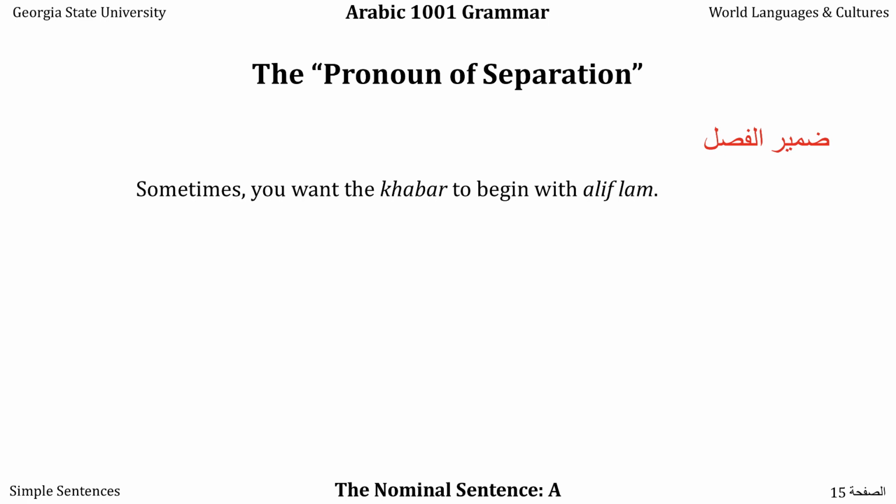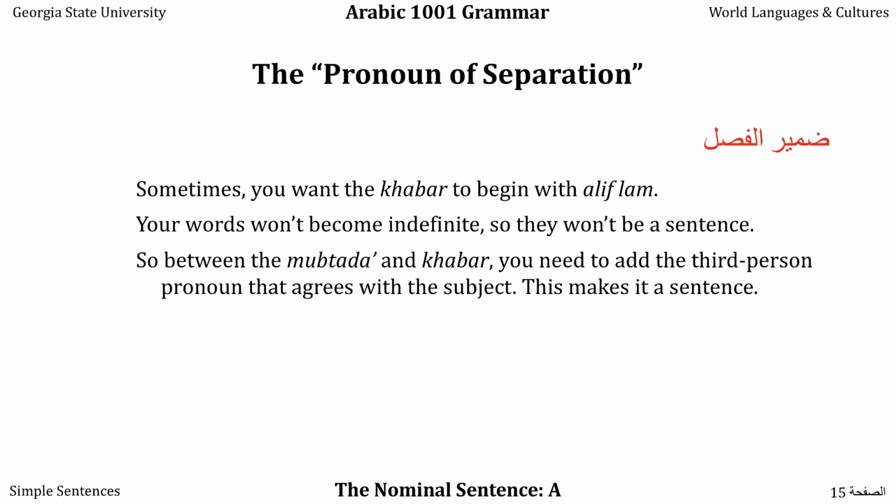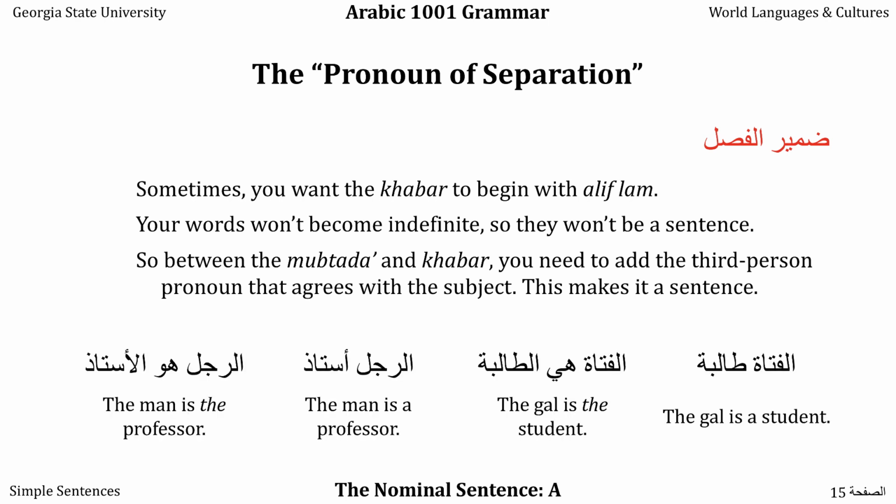Sometimes you want the khabar to begin with alif lam for whatever reason. Your words won't become indefinite, so they won't become a sentence. And therefore, between the mubtada and the khabar, we need to add the third person pronoun that agrees with the subject, and this makes it a sentence. Al-fatat taliba, we have definite, indefinite, and therefore a sentence. The gal is a student. Al-fatat hiya at-taliba, the gal is the student.